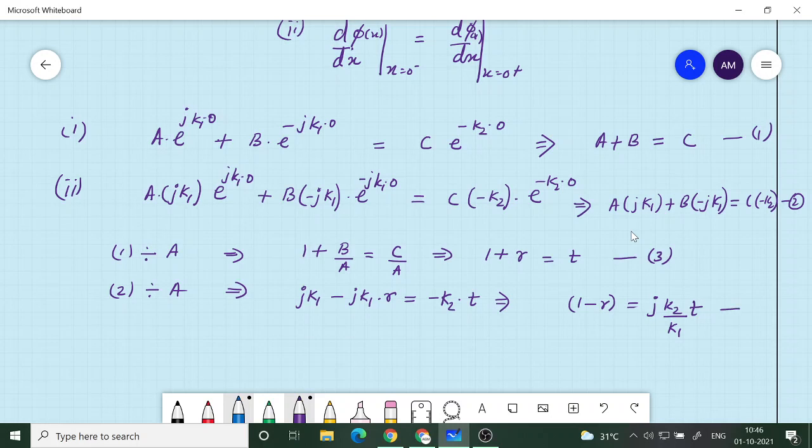So that is equation 4. Okay, so what I did, I took jk1 out, so it will become 1 minus r. So I am modifying the first equation by dividing it with a. So a will go, then b by a becomes r, c by a becomes t. Okay, so that is how I have here. And then I took jk1 common, and then it will be 1 minus r here.